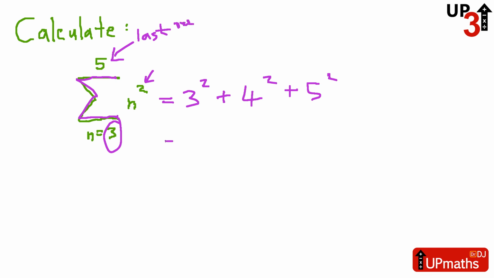And then I could just work that out. So that'd be 9 plus 16 plus 25, which is whatever that is. Okay, let's do the next question.